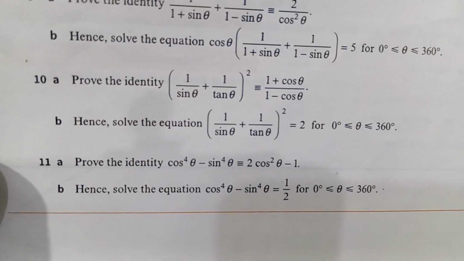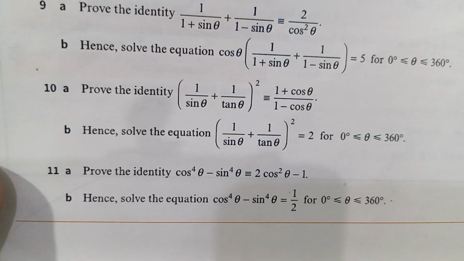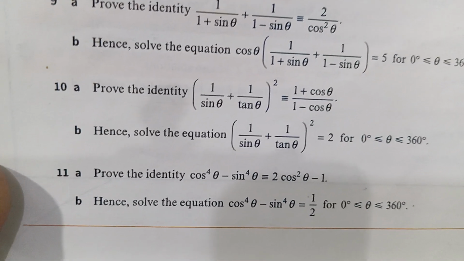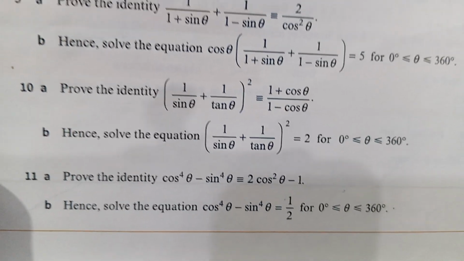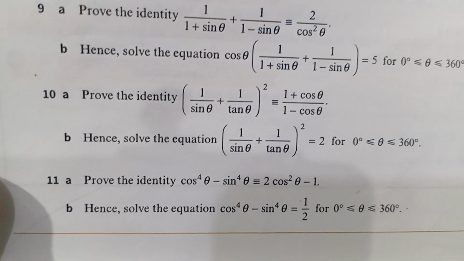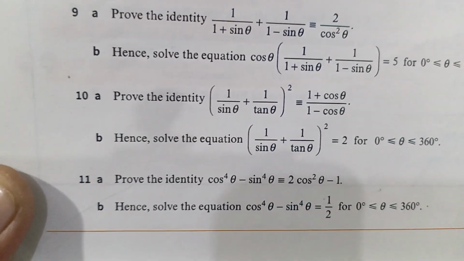The question says: prove the identity (1/sin theta + 1/tan theta) whole squared equals (1 plus cos theta)/(1 minus cos theta), and part B is: hence solve this given equation, where theta is from 0 to 360.